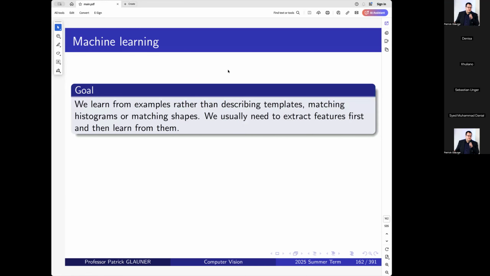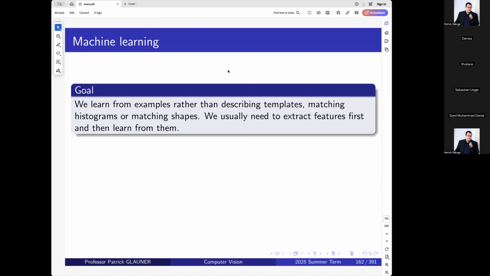And our next approach is now that we don't want to work with templates or histograms anymore. Rather, we will use machine learning. And nowadays, computer vision is very much based on machine learning approaches. This was not the case 20 years ago. 20 years ago, researchers and practitioners largely worked with templates, with statistical shape models, histograms, or some custom-made algorithms. And nowadays, we use a lot of machine learning because we rather want to learn from examples instead of describing templates, matching histograms, matching shapes.